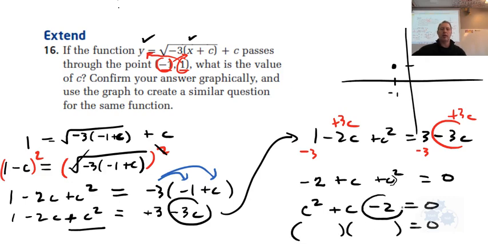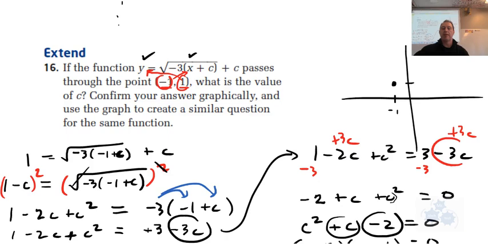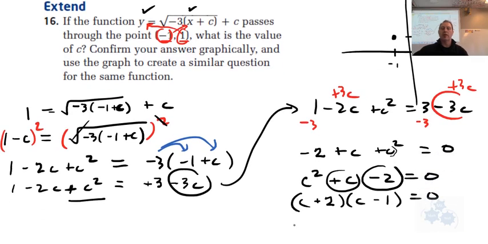Two numbers that multiply to -2 and add to 1. That looks like it should be fairly simple. What's that? +2 minus 1. That look okay? All right. So we have c equals -2 and c equals +1.